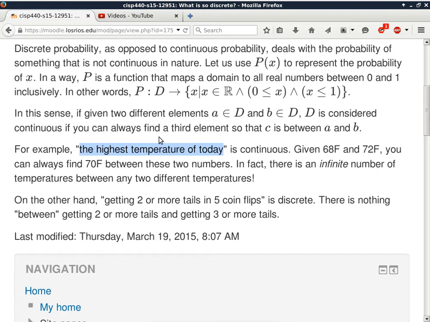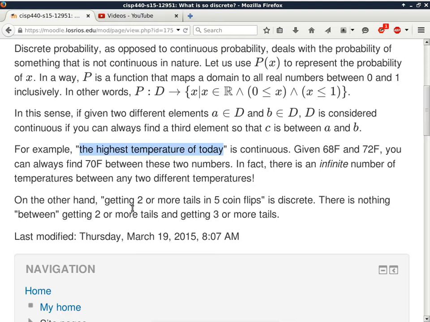It's right in between, right? And then you look at 68 and 70, 69 is in between. You look at 68 and 69, 68.5 is in between. So no matter which two different temperatures you pick, there's always one in between, and that's why in this case that probability is not discrete, it is actually continuous.